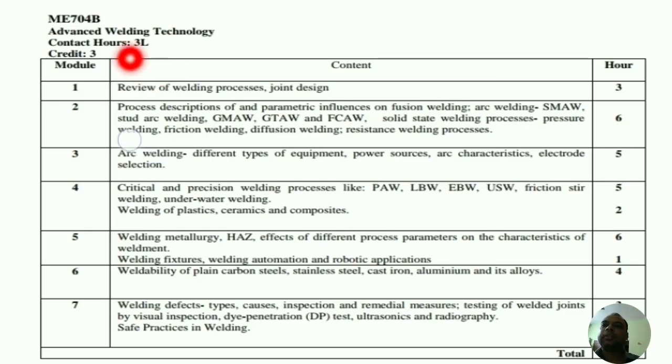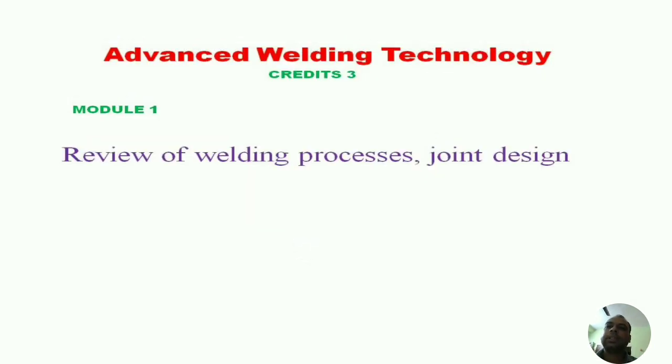So Advanced Welding Technology, code is ME704B, contact hours is 3 lecture, credit is 3. You can see over here, this is the whole syllabus for the Advanced Welding Technology subject, and we will be covering all the modules day by day. There are in total 7 modules. We will start from module 1, that is review of welding processes and joint design. Okay, so now let us start the class.